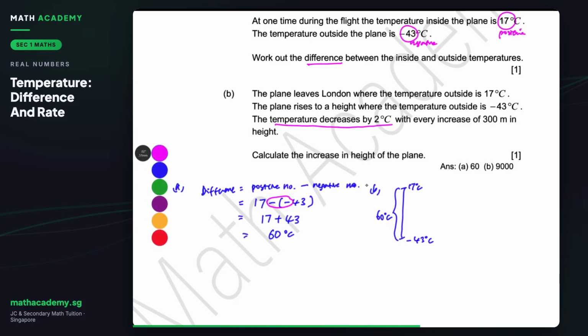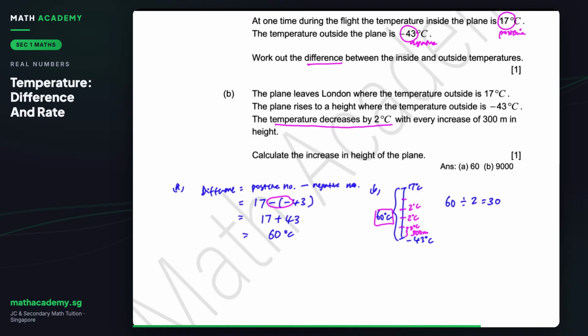That means every 2 degrees difference, you will see increase of 300 meters. So every interval you see 2 degrees. So how many 2 degrees are there in the interval of 60 degrees? So we find how many intervals are there first. Okay, so I'm taking 60 divided by 2. That will give me 30 such intervals.